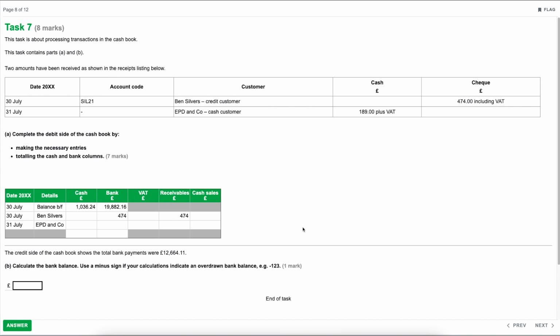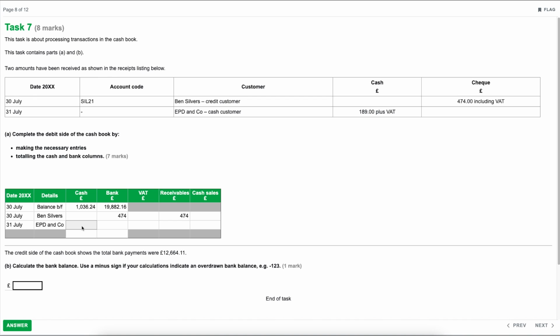Now the next one, EPD and Co. This is a cash customer. So remember, we wouldn't have recorded this within our accounts as of yet. So this is going to be the first point at which we will enter this transaction into our accounts. So what we would do is we would debit the cash account. Now we need to debit the cash with the full value, so the total value. So that's the amount including VAT.